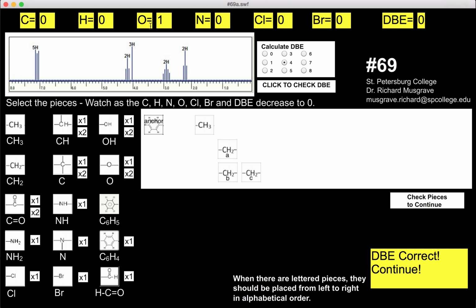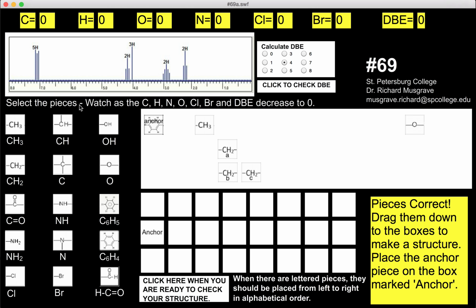What have we got left over? We've just got one oxygen. And there's our pieces. Now putting them together, we can get a lot of information by looking at the multiplicities, especially in the CH2 groups.